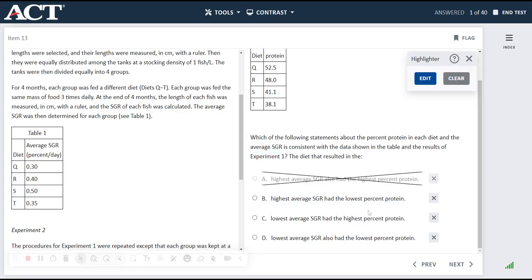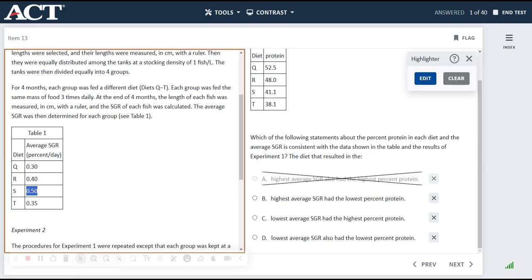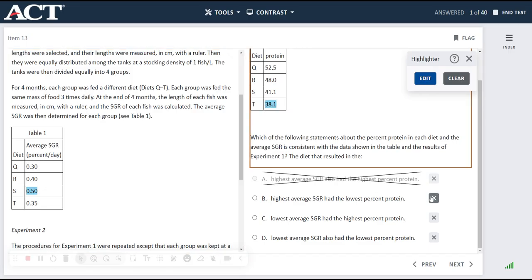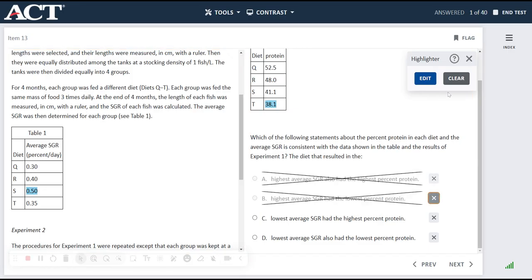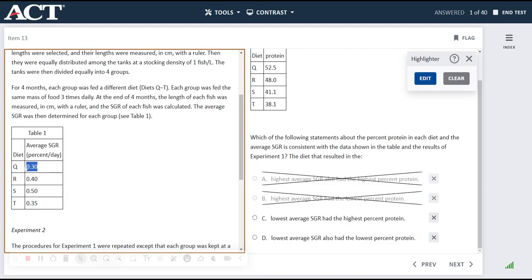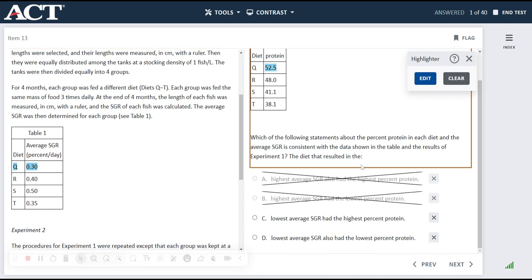Okay. The highest average SGR, again S, had the lowest protein percent. Lowest is T, so no, that's not true either. So eliminate B. Okay. Lowest average SGR, that's Q, also had the highest percent protein. Okay, yep, that's Q, so that one's going to be correct. So our answer is C.